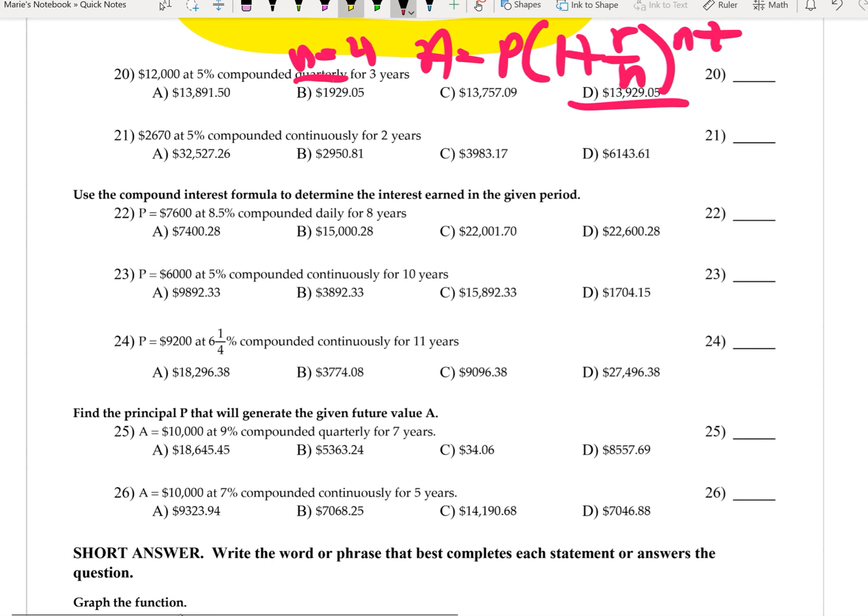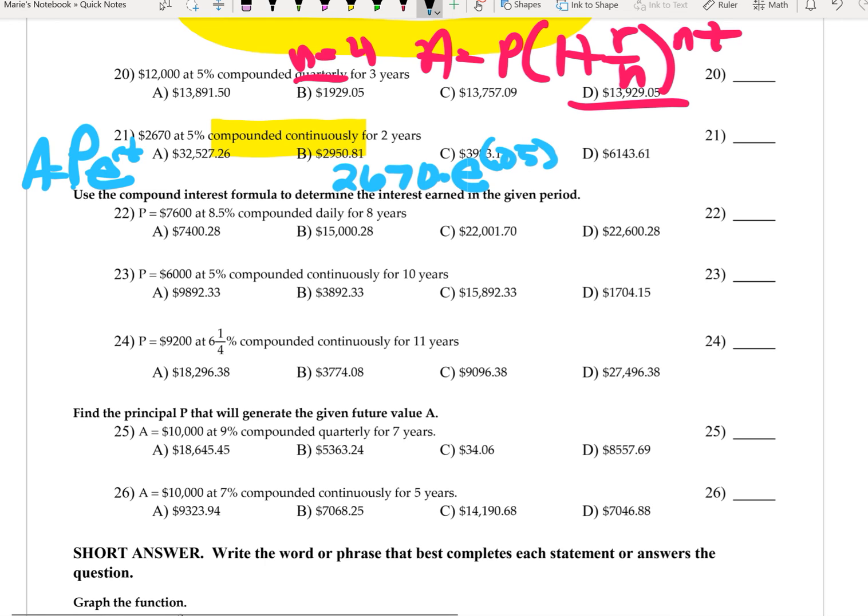Now, this lovely one, continuous compounding. I hear some people still having a little bit of an issue. This is P times e to the RT. So the future value is equal to the present value times the natural base e raised to the RT. So when you do this one, you're going to have 2670 times e raised to the 0.05 times 2. When all is said and done for number 21, you should have answer choice B for this one.